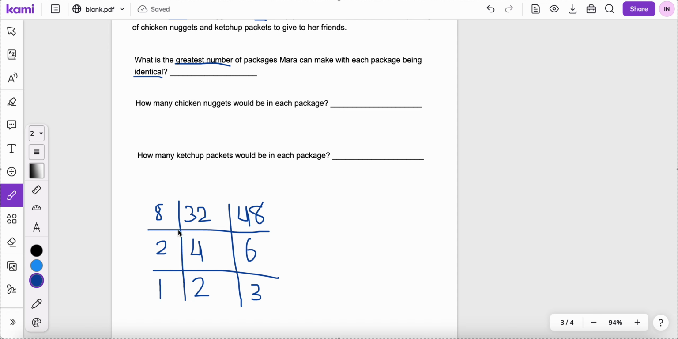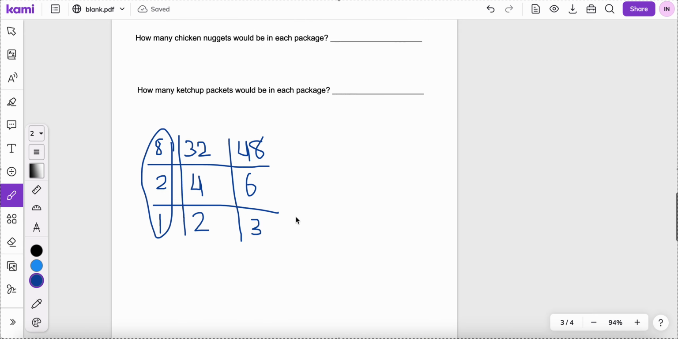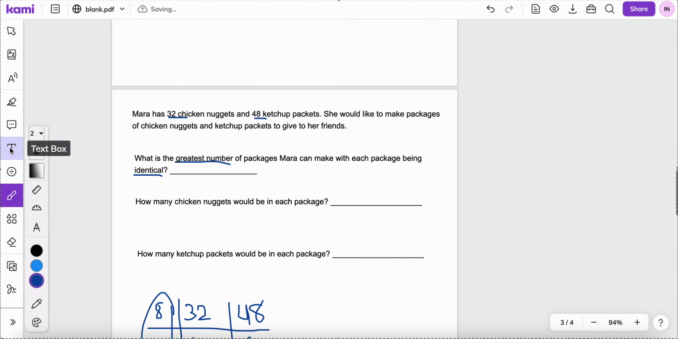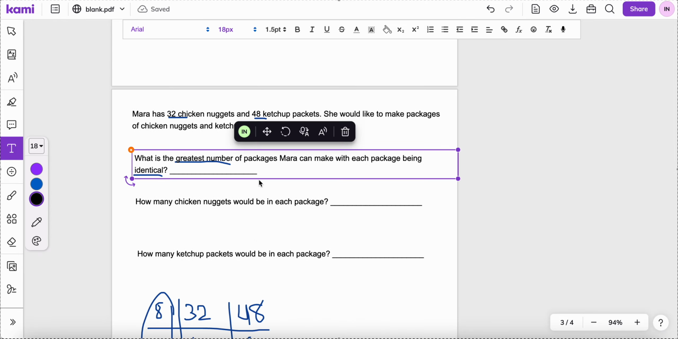And lastly, we have to multiply these numbers to get the GCF. Now we do 8 times 2 times 1, and we get 16. So that is our final answer for the GCF. Now I'm going to write that right there: 16 packages.